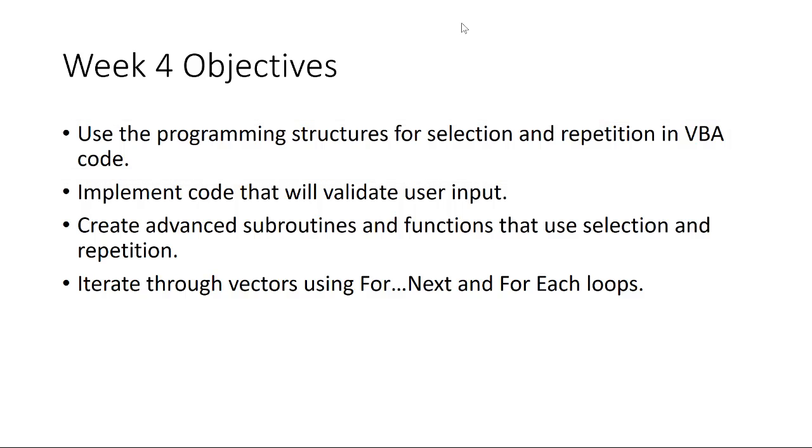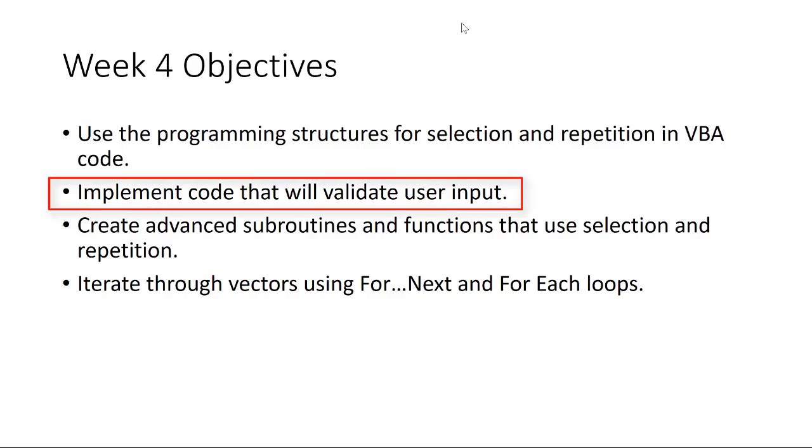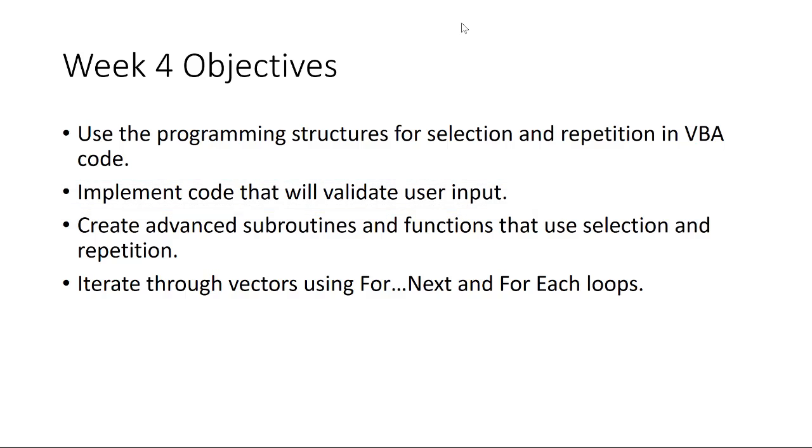So we're going to talk about if-then statements, multi-alternative if-thens, do loops and for loops. Those are repetition structures. Second, we're going to implement code that's going to validate user input. We can do this using do loops. Basically, we're going to ensure that the user inputs something that makes sense, and if they don't, it's going to prevent them from entering things that don't make sense.